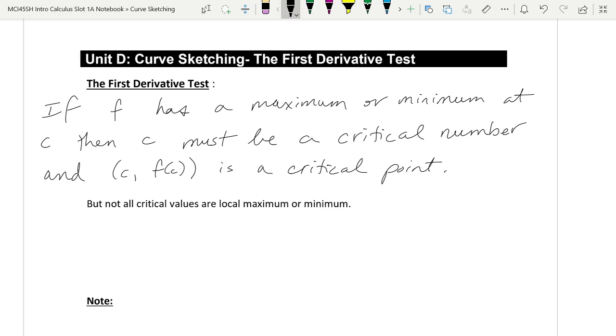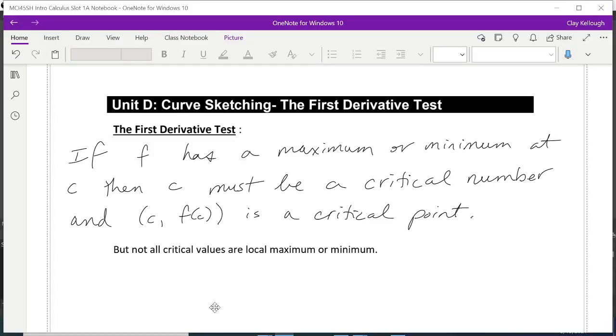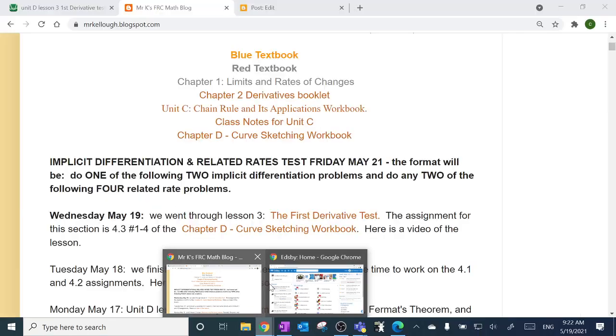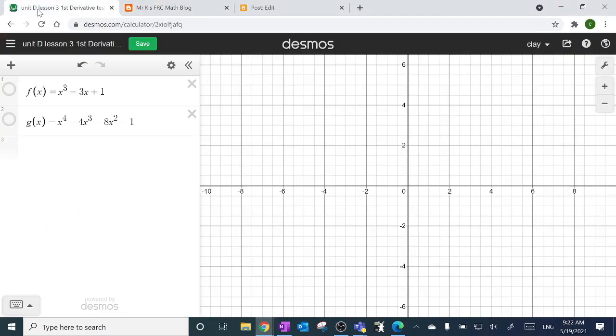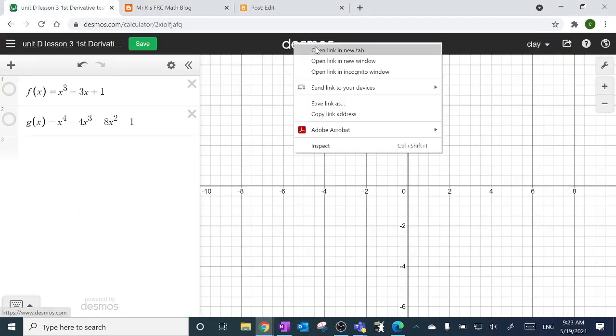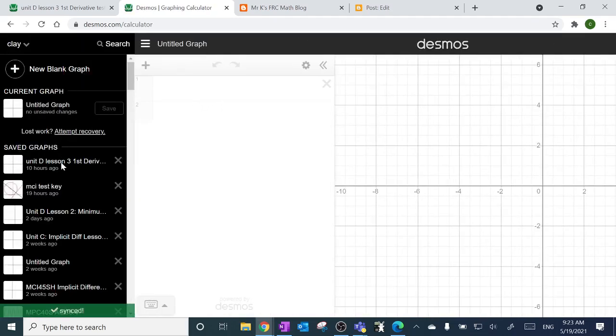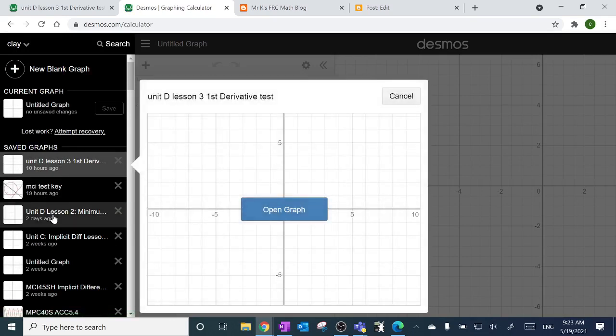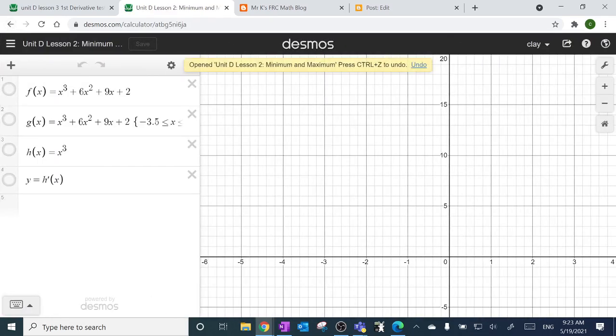But, as we learned last time, not all critical values are local maximums and local minimums. And a good reminder of that is to think about just good old-fashioned y equals x cubed. Let me go to this here. Actually, that's not the one I want. If we take a quick look at y equals x cubed, there we go. Oh, no, this one. There we go. There it is.